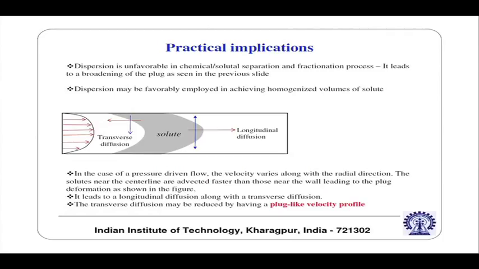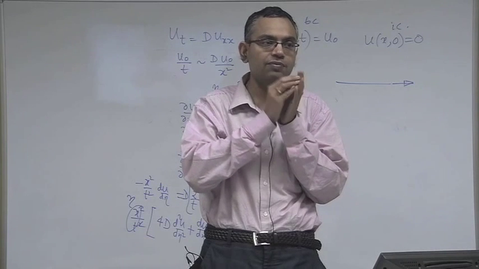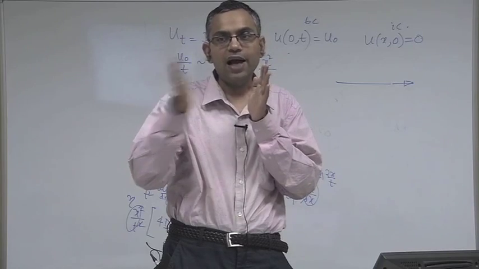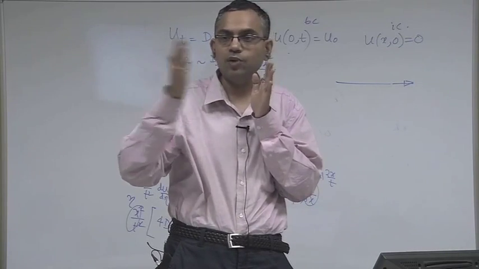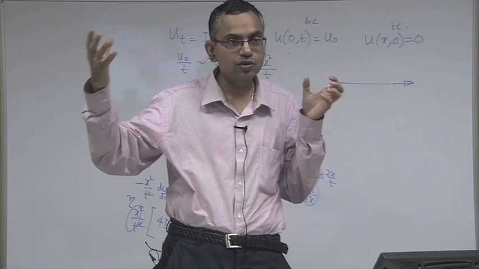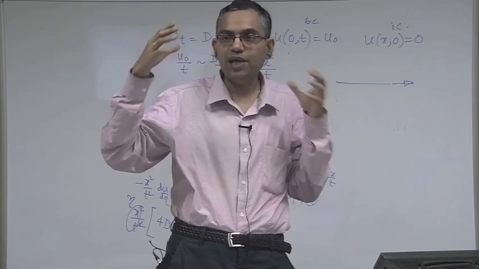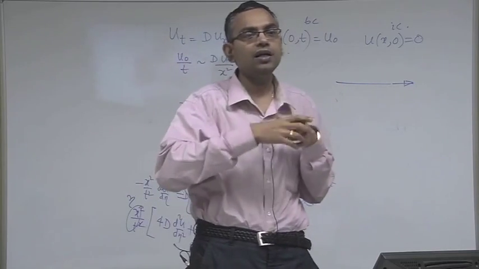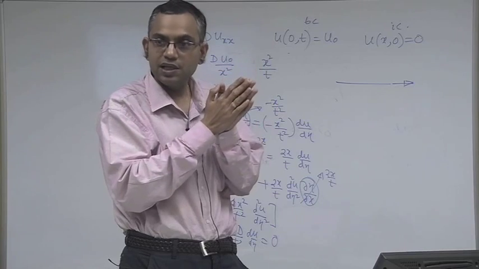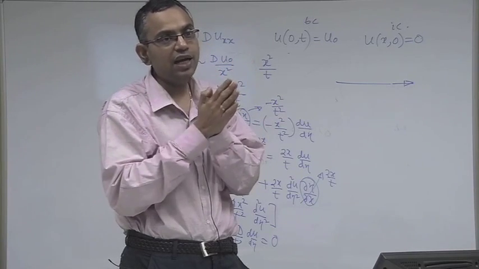Now, dispersion is unfavorable in chemical or solute separation and fractionation processes, because let us say you want to separate solutes. That means there are different plugs of solutes that you inject at the inlet of the sample, and the solutes will reach the end of the channel at different instants of time. Why will they reach at different times? Maybe you have applied an electric field, and different solutes have different electrophoretic mobility. So, based on the electric field, the electrophoretic mobility may vary from one species to the other, or it may depend on the size of the species. So different species will collect at the exit of the channel at different instants of time.